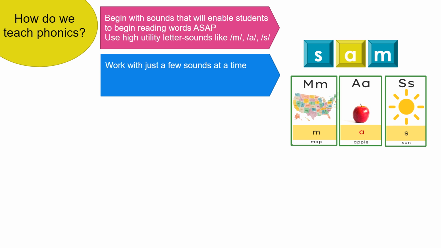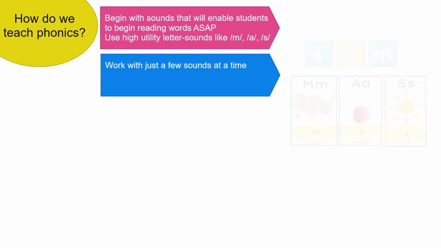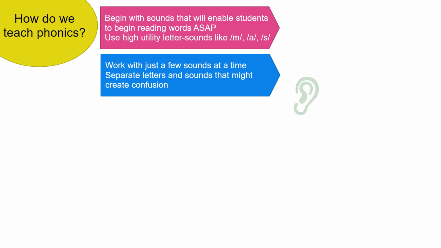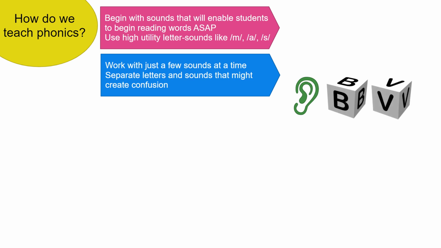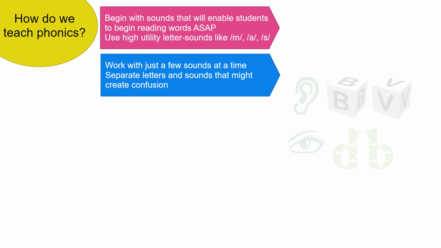Instruction should include naming the letter or letters that represent the sound. Separate and stagger letter-sound relationships that are auditorily confusing, like B and V, or visually similar, like B and D, to promote mastery of one before introducing the other that may create confusion.